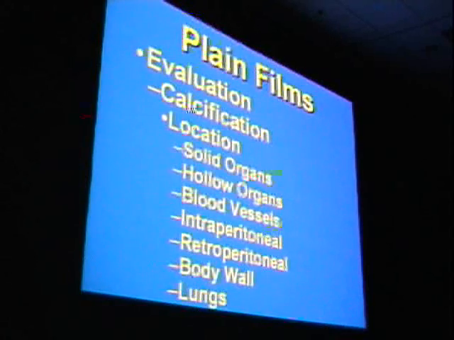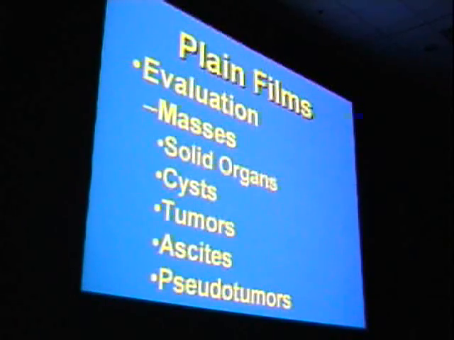Now, we can also classify calcifications in a variety of other ways. And obviously, the smaller the compartment that we can put the calcification in, the more likely we are to make a diagnosis. Now, in terms of masses, I already mentioned that we can have a lot of things that look like masses. By the time we see masses in solid organs, we see cysts, we see tumors, we know the patient has that clinically. And the same thing about ascites.